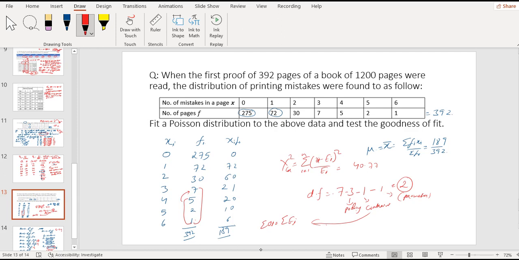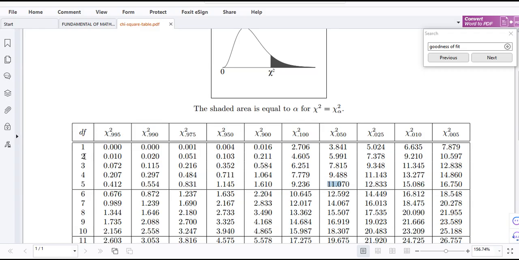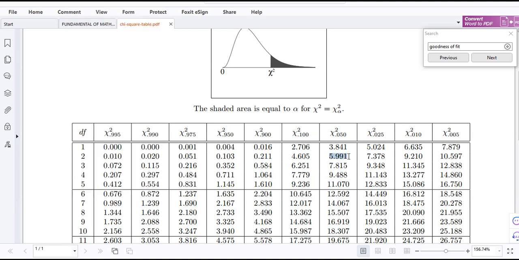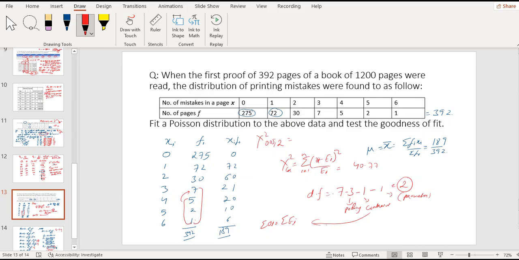So if I am going to calculate the value of chi-square at 5% level of significance and 2 degrees of freedom, what is the value of chi-square for 2 degrees of freedom and at 5% level of significance? It means its value is 5.991. So you can see here clearly this value is 40.77. So this is the critical value 5.991, and this is the rejection region, and because 40.77 falls in the rejection region, the null hypothesis is rejected.